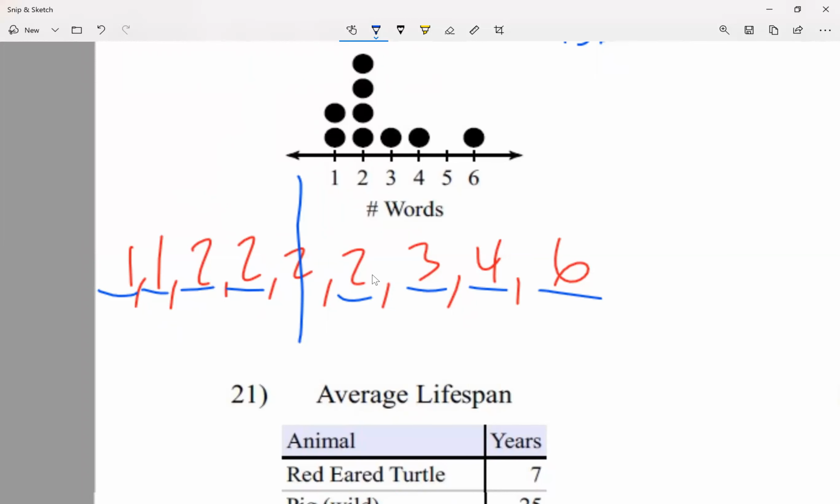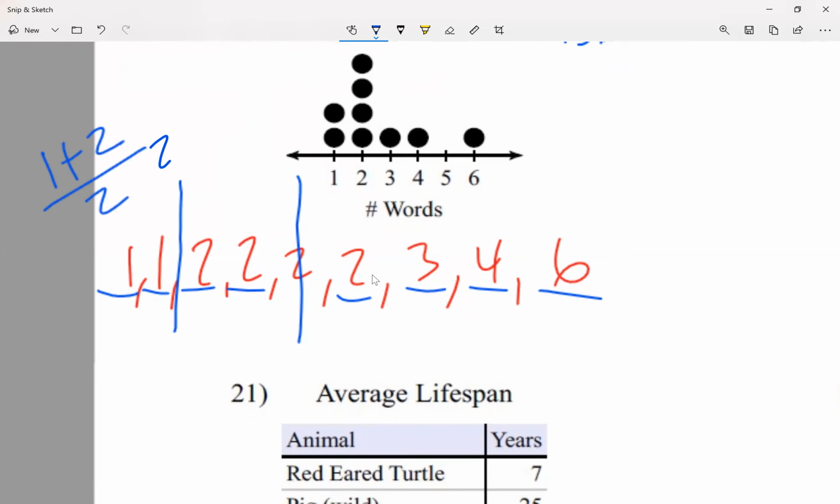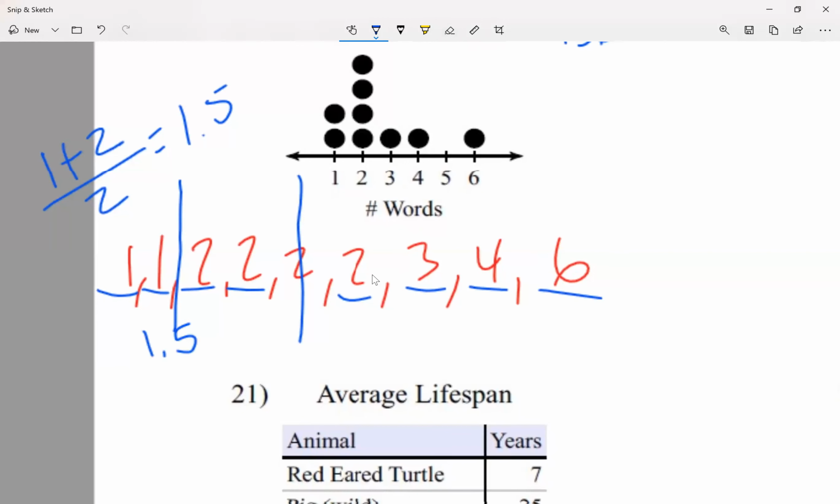Now, on the left side, there's 4 numbers. Let me draw a line right in the middle. I could ask you what number is right between 1 and 2, or we can use decimals. If we cannot think about it, what we're going to do is add these 2 numbers and divide by 2. And that gives us 1.5. So my quarter one is 1.5, the number between 1 and 2.